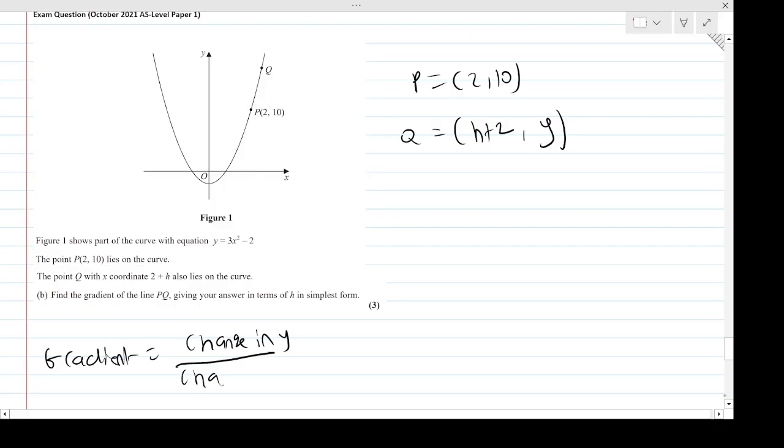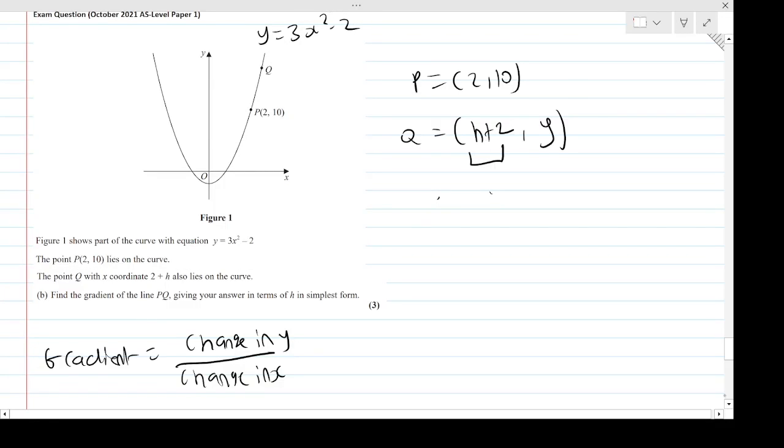But my problem here is I don't have an actual expression for the y coordinate of Q at the moment. How do I find that then? Well, remember, Q is simply on the curve. Remember, the curve is y equals 3x squared minus 2, right? Well, if I know x is this expression h plus 2, can't I substitute that into here to get my y coordinate, right?